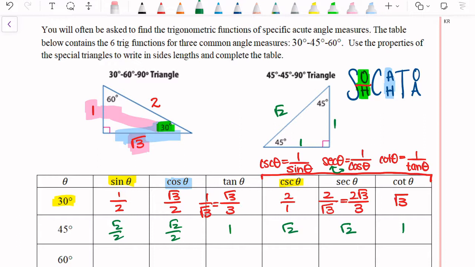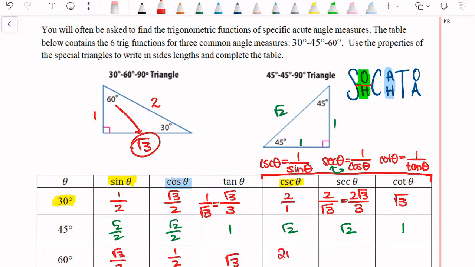And then 60, we kind of already did with our 30 degrees, but now we're going the other way. So sine of 60 is going to be opposite over hypotenuse, which was the cosine of 30. So run through these guys. Tan of 60 would be our opposite over adjacent. And then we got these in there.